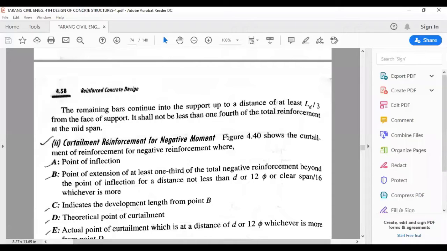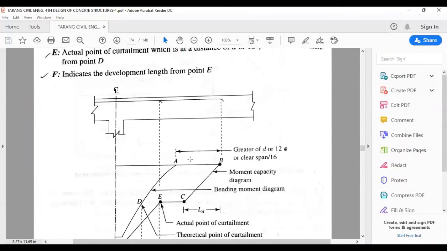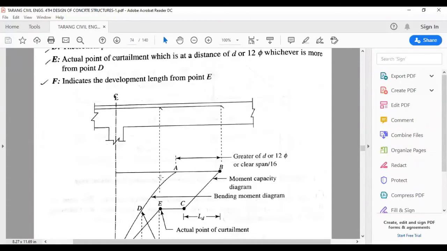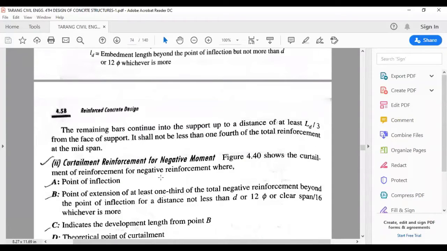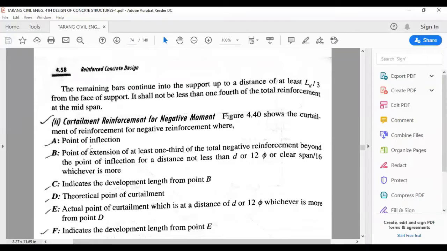Curtailment of reinforcement for negative moment in case of continuous beams. So the figure 4.40, the next figure, this one, shows the curtailment of reinforcement for negative reinforcement, where A is the point of inflection, B is the point of extension of at least 1/3 of the total negative reinforcement beyond the point of inflection for a distance not less than D or 12 times the dia, or in this case clear span upon 16, whichever is more.